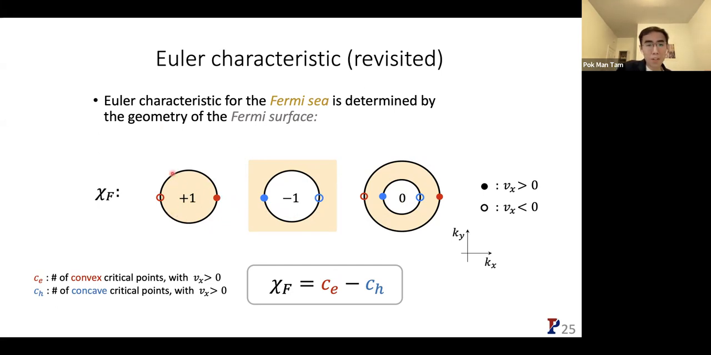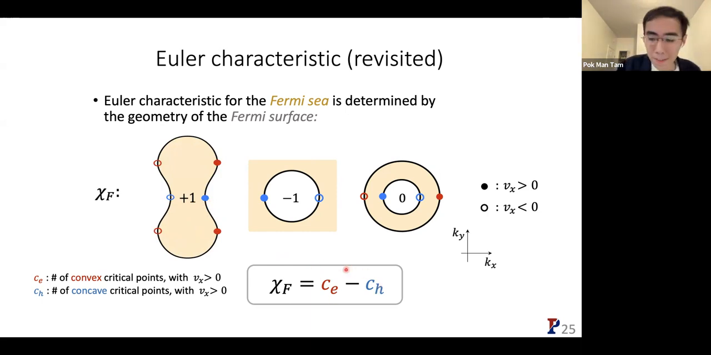And if you deform, for example, let me look at the electron pocket again. You can deform it smoothly like this, and then try to pinch it a little bit. Then you create 2 convex critical points and 1 concave critical point. The difference is still 1. So it's plausible, I hope, to you that this difference actually counts the Euler characteristic of the Fermi sea. And we're going to make use of this.